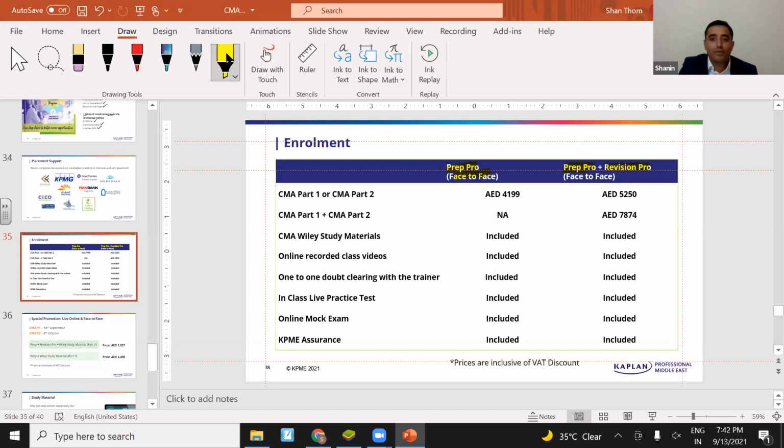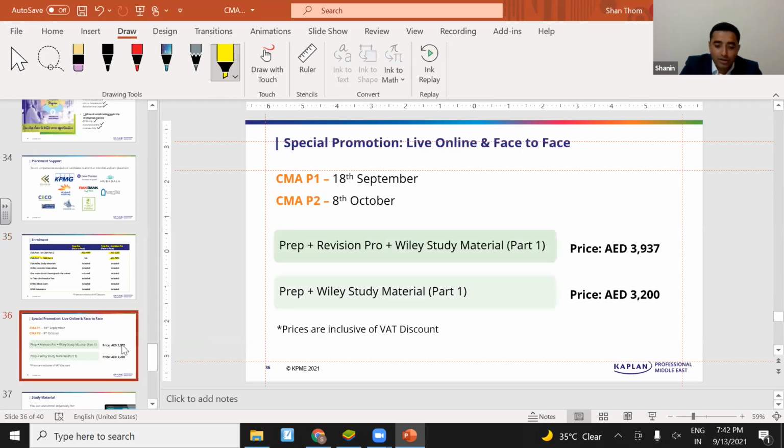Let me talk about the fees. If you go only for Prep, the fee that we usually charge is 4199, and if you go for Prep Plus Revision, it is 5250. This is if you are selecting only one, part 1 or part 2. In case you go for both parts at the same time, part 1 and part 2 both, the fee is 7874. Now, this is basically a special promotion that we have.